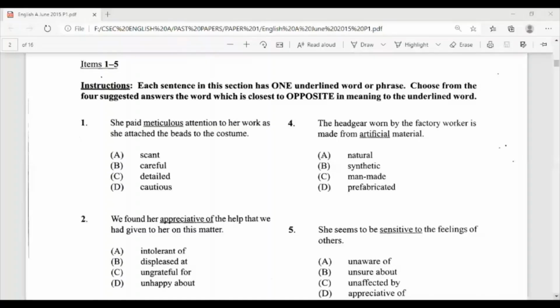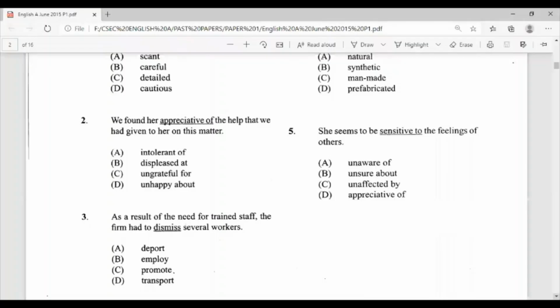Number 2, we found her appreciative of the help that we had given to her on this matter. Appreciate. You do something, I appreciate it. It means I'm really grateful, I'm thankful. So if I'm not appreciative, what am I? I am ungrateful. And so our answer for number 2 is C. We're down to number 3.